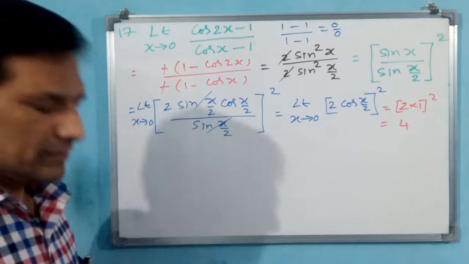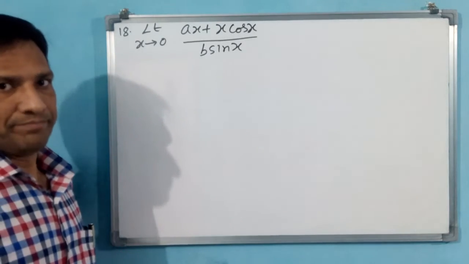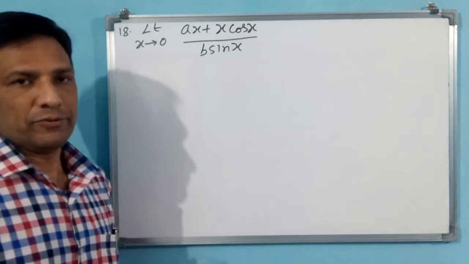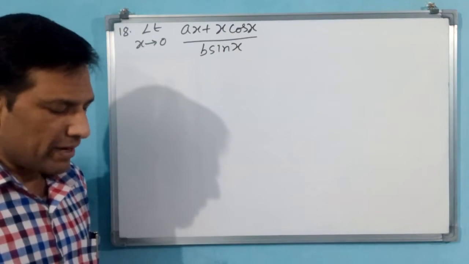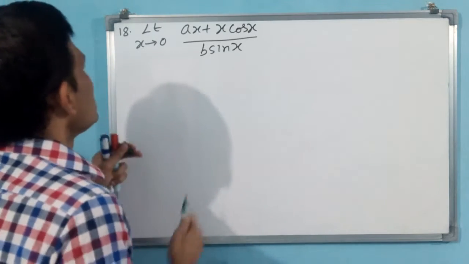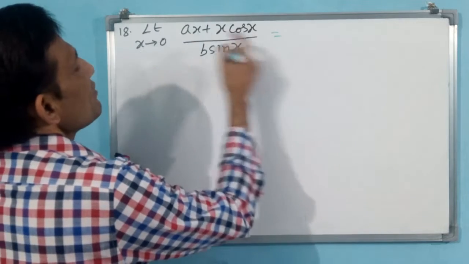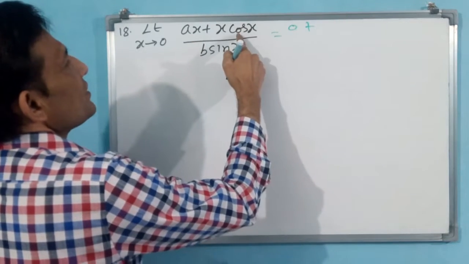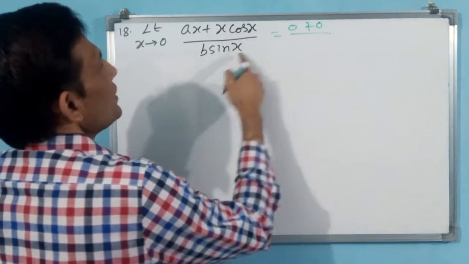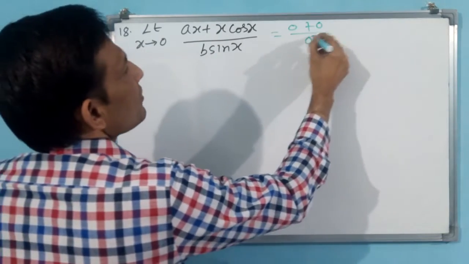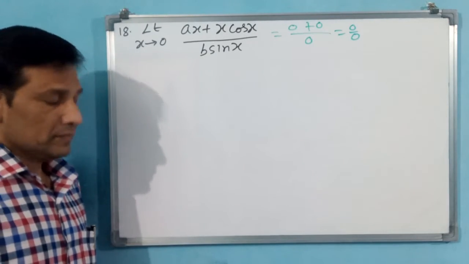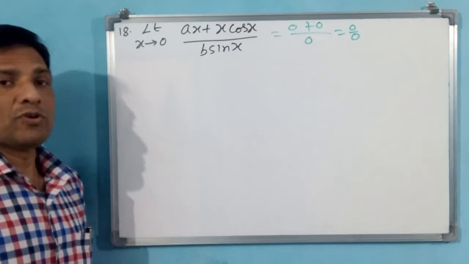We go for the 18th question. Limit x tends to 0, ax plus x cos x by b sin x. Directly if you apply the limit, what will happen? 0 by 0 will happen. a into 0 is 0 plus, cos 0 is 1, but into x into 0, 0 by sin 0, 0 into b, 0. That is equal to 0 by 0. 0 by 0 case we have to avoid.